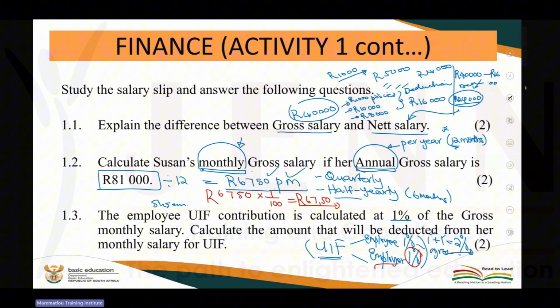What will be the total contribution of Susan towards UIF? It will be 67 Rand 50 times 2, which is going to be 135, because if my calculations are right, it's going to be 135 per month. But the question just wanted you to calculate the 1%, which is 67.50. I hope we are still following.